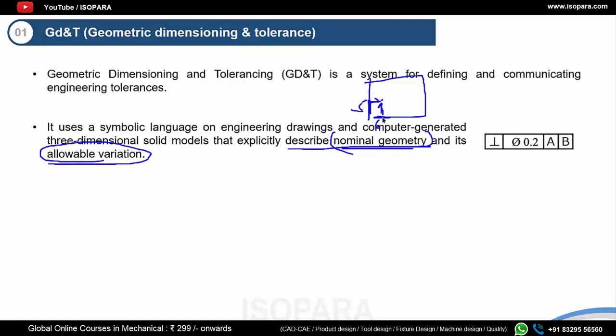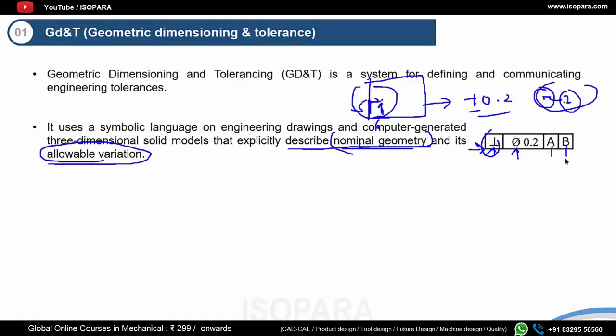The allowable variation was plus minus 0.2 mm. As I said, the center of the hole can be anywhere within this 0.2 mm radius circle. So it defines both the nominal geometry and the allowable variation in that geometry. And this is the common format of how you mention these. As you can see, this symbol represents diameter, and this symbol represents perpendicularity. We will look into these later on. These are called GD&T symbols.